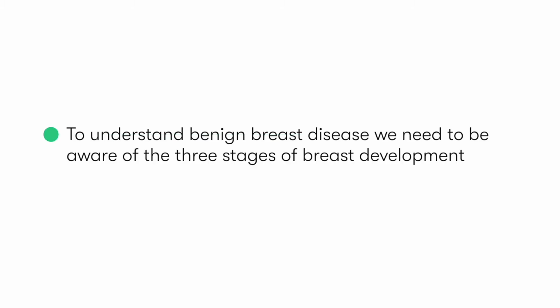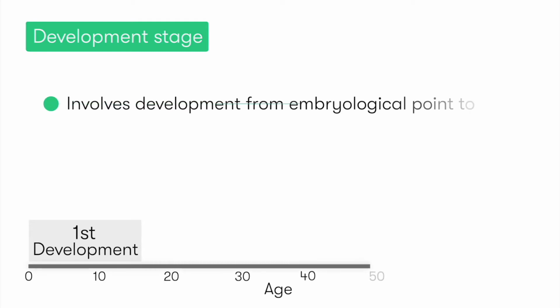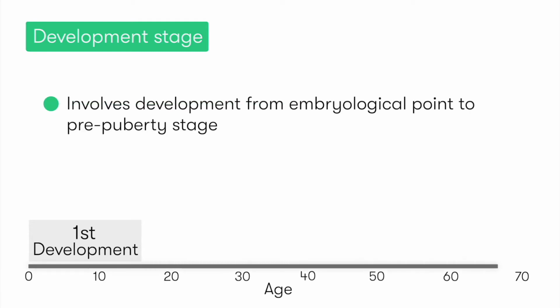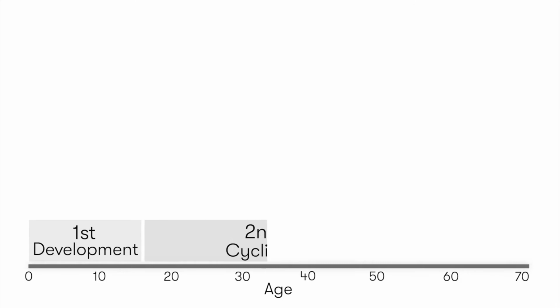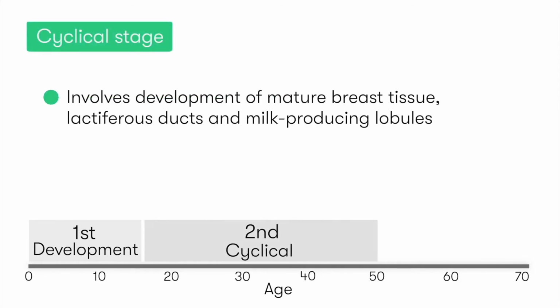To better understand benign breast disease, we first have to understand the 3 stages of breast development. The first stage is referred to as the development stage, and as the name suggests, involves the development of the breast from its embryological starting point up into the pre-puberty stage. The second stage is the cyclical stage, which commences at puberty and involves the development of mature breast tissue, the lactiferous ducts, and also the milk-producing lobules.